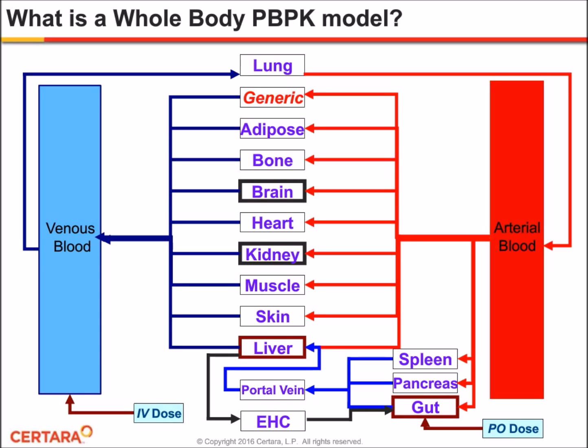Each of these compartments that you see in the whole body PBPK model is relevant to the volume and the blood flow rates of the blood, as well as the various compositions of the tissues. For example, some of the compartments here with a bold border are some of the main sites of drug disposition, such as the liver, the kidney, the brain, or the gut.